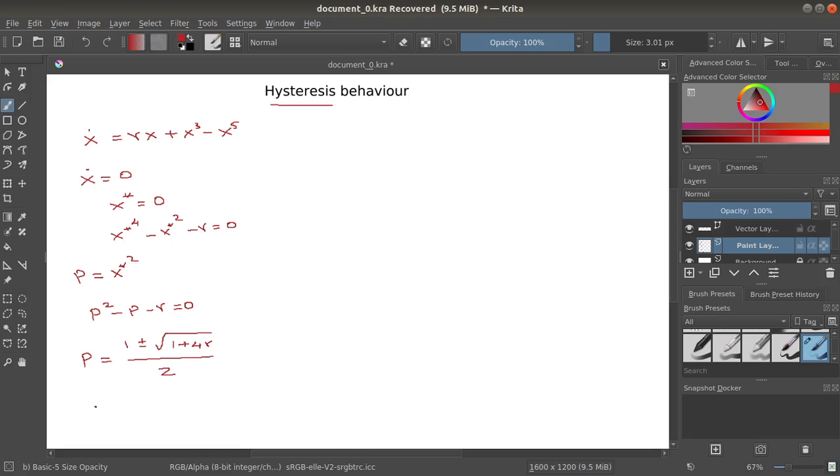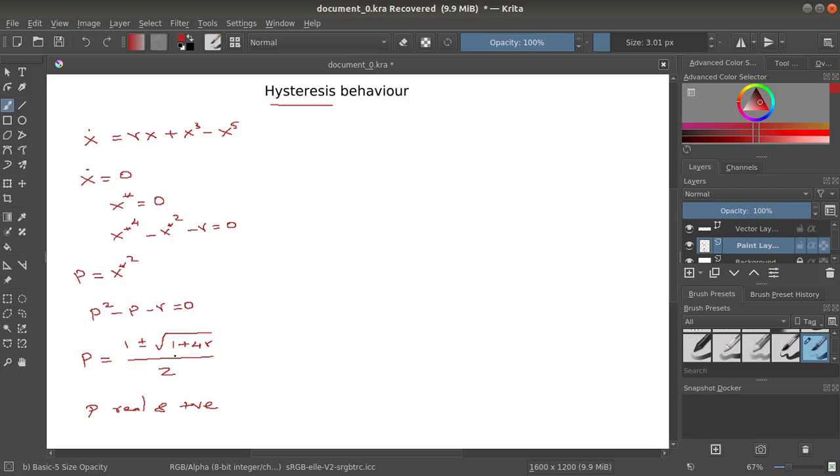at first real, right? So p should be real, but is that enough? What if the p value is negative? If p is negative, there is no meaning for x star, right? So it should not just be real, it should be positive. It should be a positive real value. What are the conditions in order to have a positive real value?